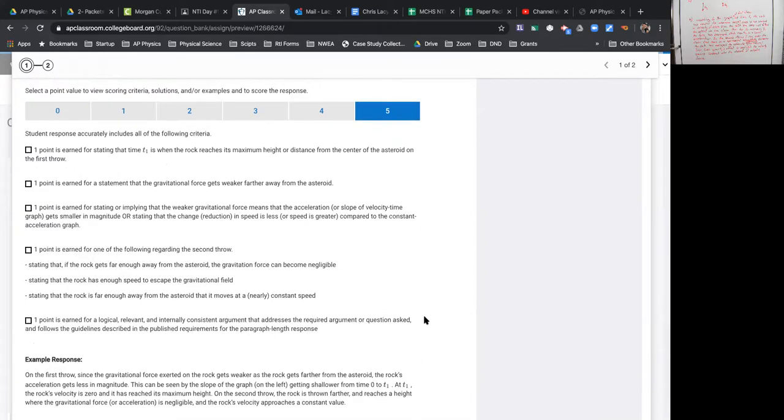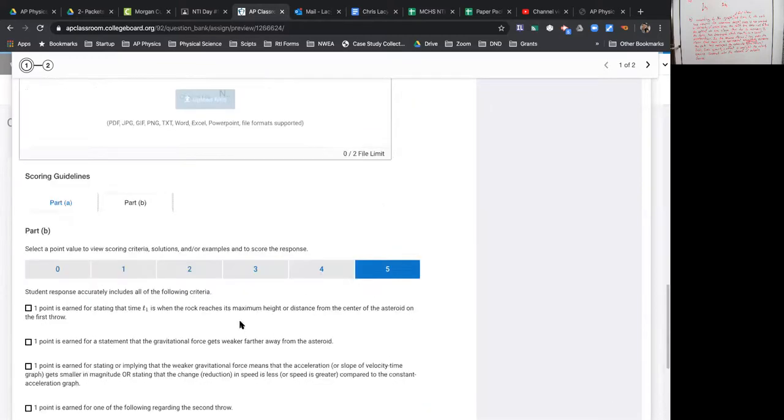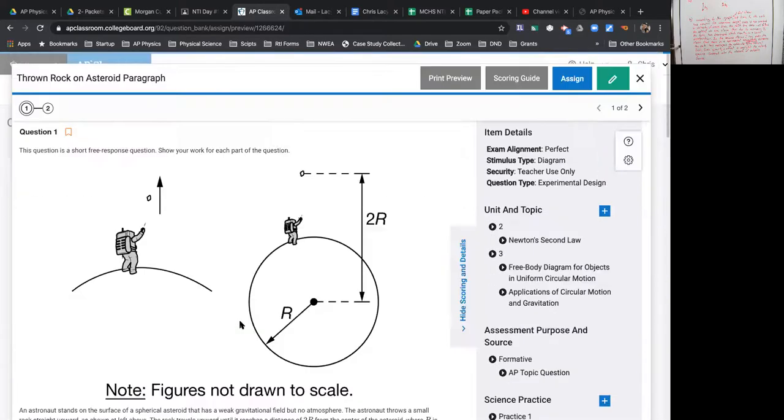To me, it makes sense. You all might disagree, but it makes sense to me. Let's see. Oh, they got an example response. On the first throw, gravitational force exerted by the asteroid gets weaker, and then it accelerates in less magnitude. You can see that from the left. On the second throw, the rock is thrown farther and reaches a height where the gravitational field is negligible. Okay, that's similar to what I have. So I would probably give myself full credit. Good job, Mr. Lacey. Okay, good deal.